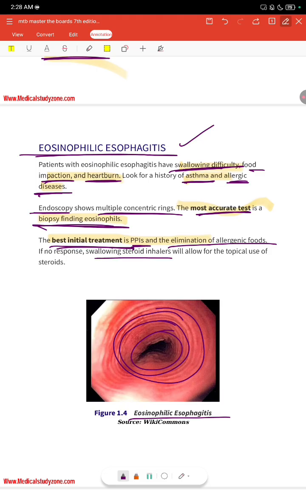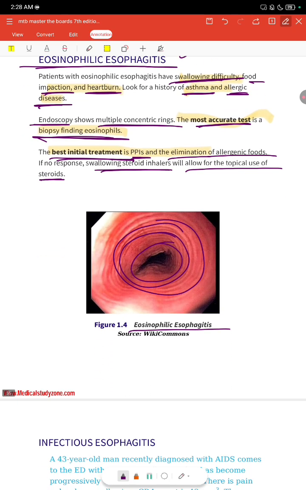Swallowing steroid inhalers will allow for the topical use of steroids. So the best initial treatment is PPIs and the elimination of allergenic foods. If there is no response, then you can go for swallowing steroid inhalers. It will act as topical steroids, allowing their use on the affected areas.